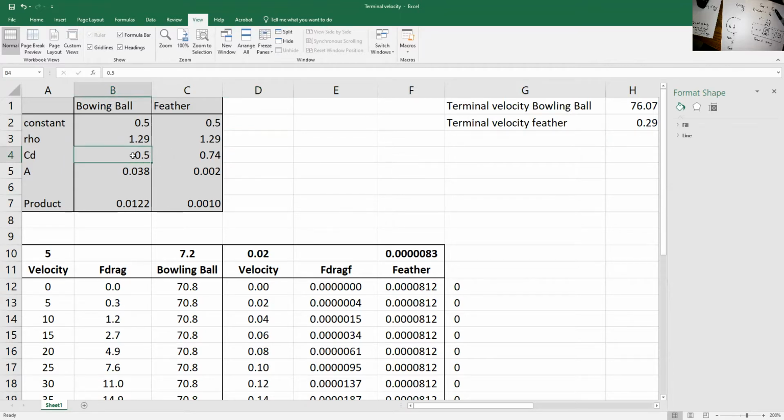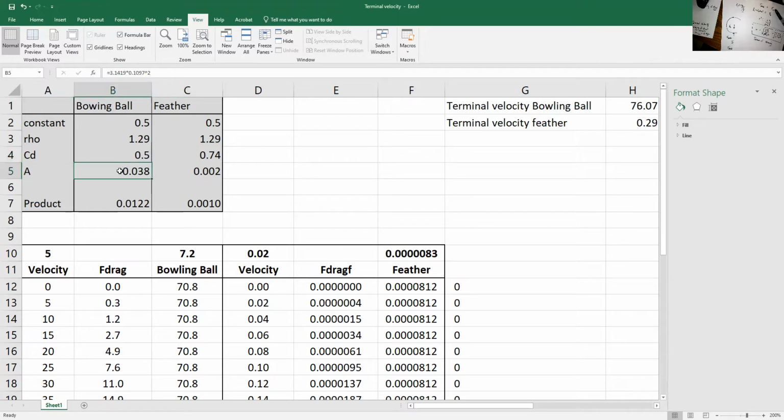I actually had just looked it up. This is the Cd for a sphere, and this would be based upon the bowling ball. I also Googled what the Cd would be for a feather. Obviously, feathers come in all different shapes and sizes, but I had a range to pull from, and I just picked a typical Cd for a feather. We don't know what this is for the feather that was used, but it's higher than the bowling ball, meaning the fluid gets disrupted more moving over the feather than over the bowling ball.